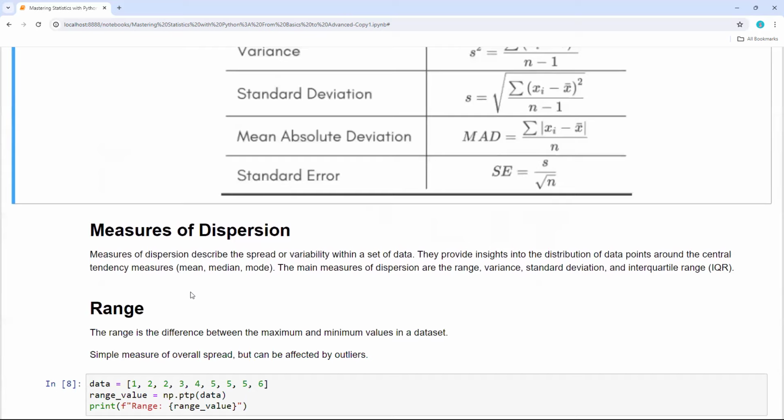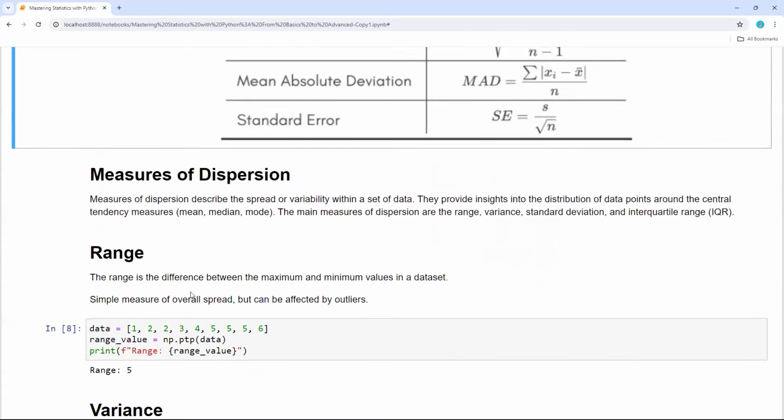So basically, this measure of dispersion describes the spread or variability within the set of the data. It spreads around the central tendencies like mean, median, mode. So first we'll start with the range.